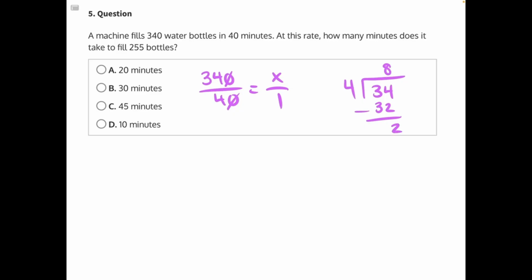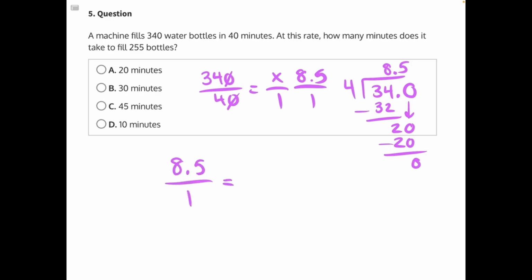4 cannot go into 2, so we need to add a decimal, add a 0, and bring it down. 4 goes into 20 5 times evenly with no remainder, making 8.5 the number of bottles we can make in every 1 minute. So now we can set up another proportional ratio. If we can make 8.5 bottles in every 1 minute, how long will it take us to make 255 bottles?